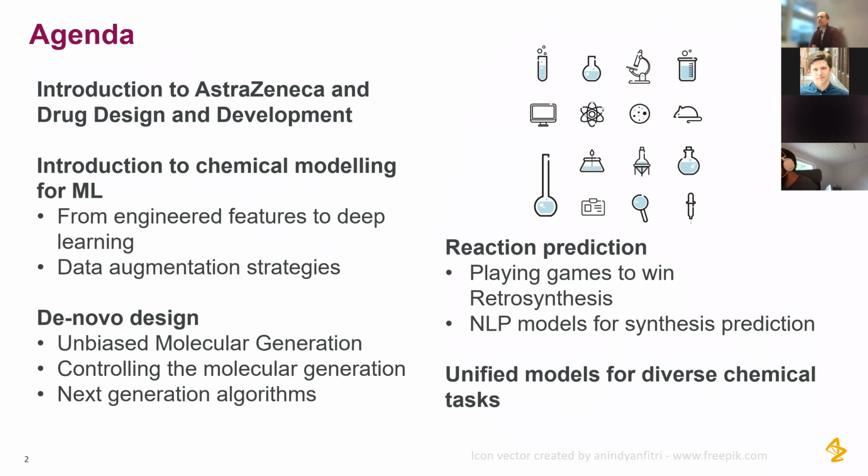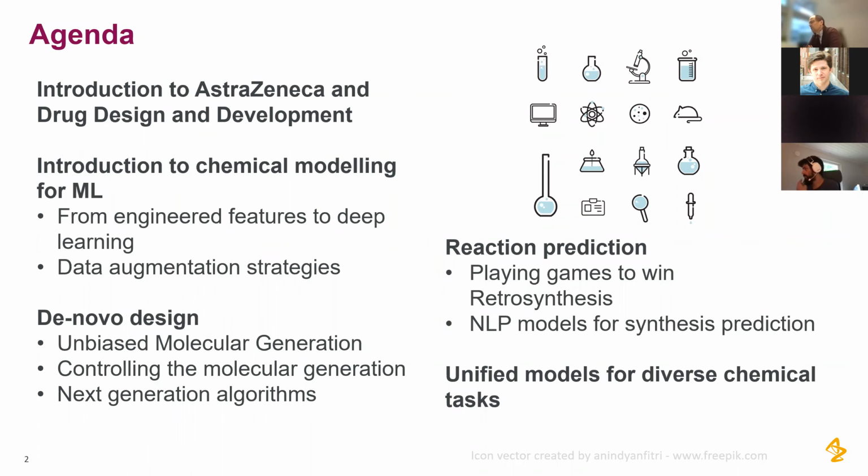So a quick agenda. I know not everybody here works daily with chemical modeling and machine learning for chemistry. So I'm going to make a very brief introduction to how we could model molecules, and also look at some of the data augmentation strategies that we can use to improve our modeling. And then I'm going to answer some of the questions where we make de novo design. We design molecules. We get the computer to design the molecules that we want for us. And I will talk a little bit about some of the ways we can do that.